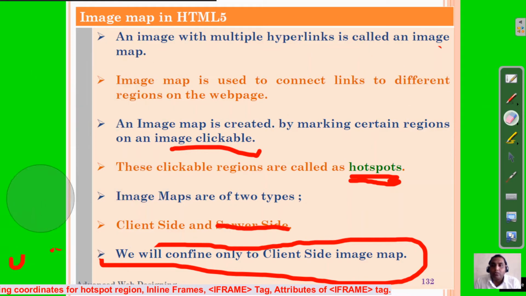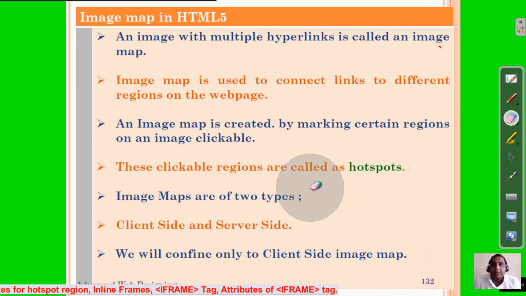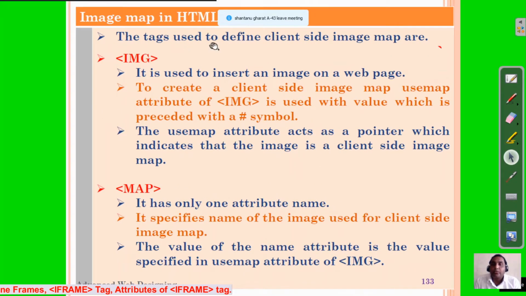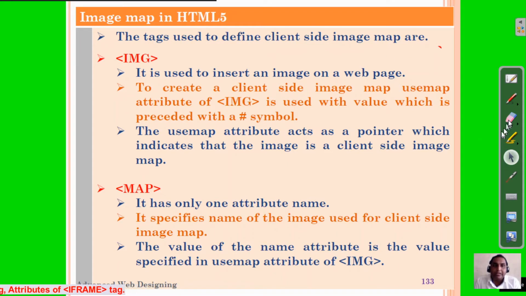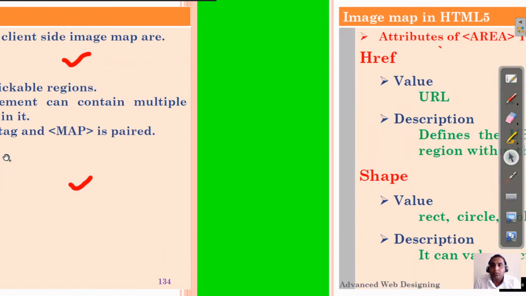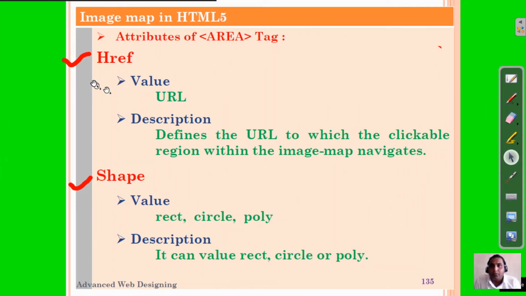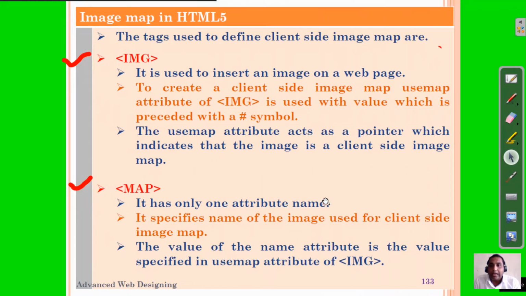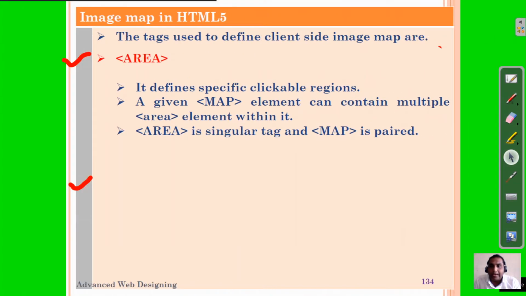Is that okay, all of you? Image mapping. What is image mapping? The tags which are used to define the client side image mapping are the img tag, the map tag, and the area tag. So these three tags we make use of. Which three tags? img, map, and area.